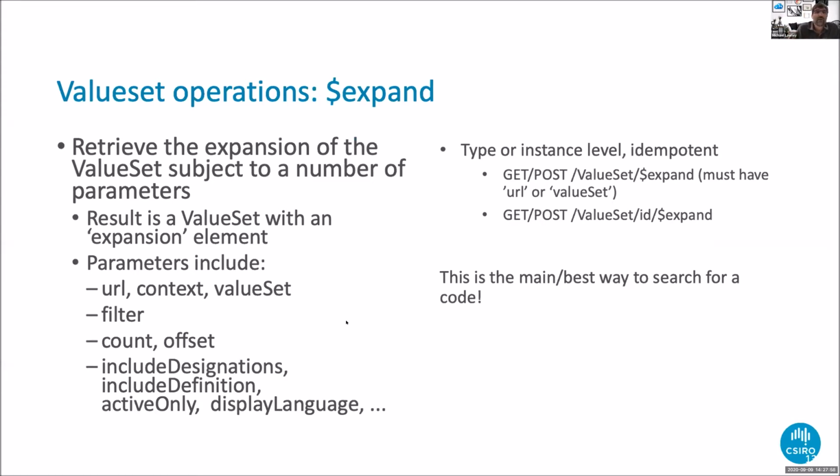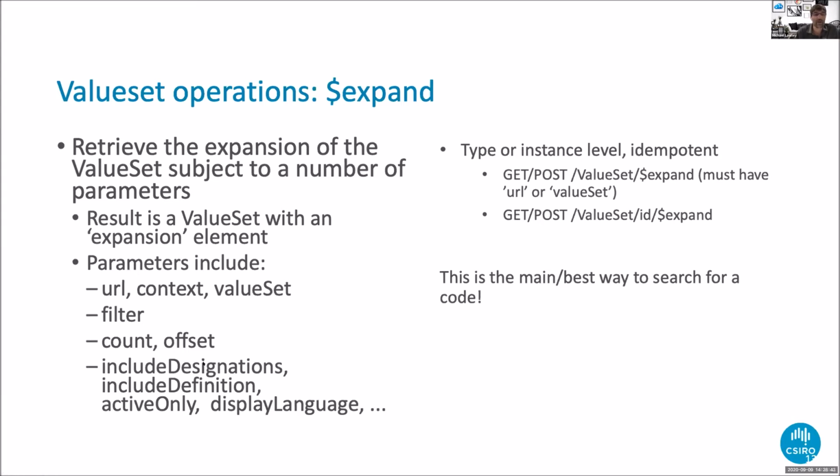So what does expand really do? Expand takes your value set definition, so those inclusion and exclusion criteria. It evaluates them with respect to the code systems that it references, and gives you the members of the value set that satisfies those criteria. It further applies any parameters that have been provided to the expand operation to adjust what it returns. So you can provide a count to limit the number of results. You can provide an offset field so that you can page through the results.